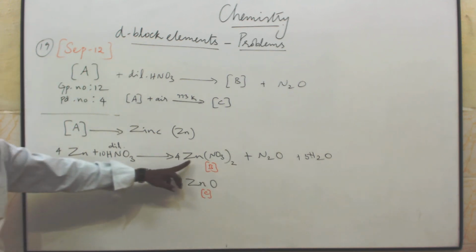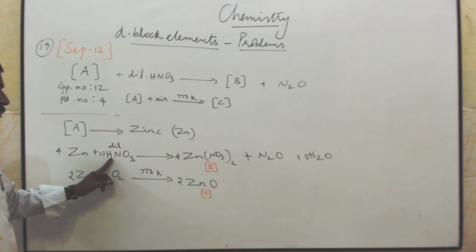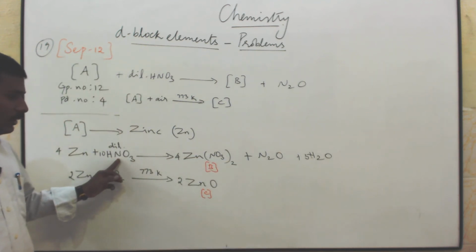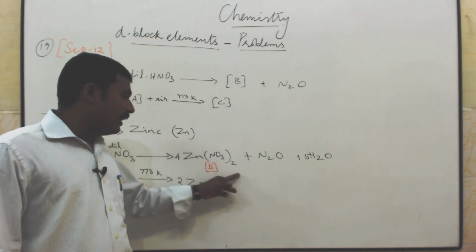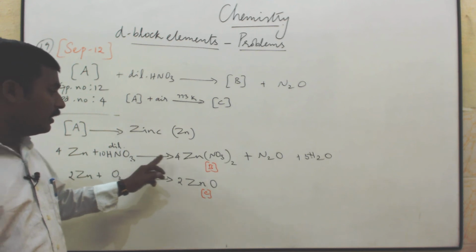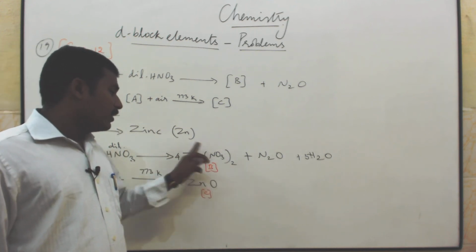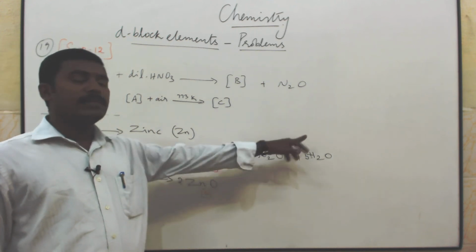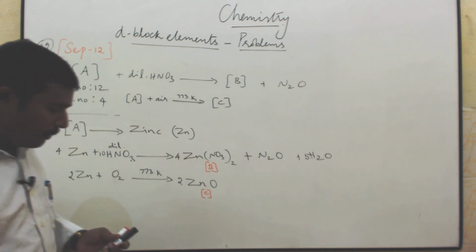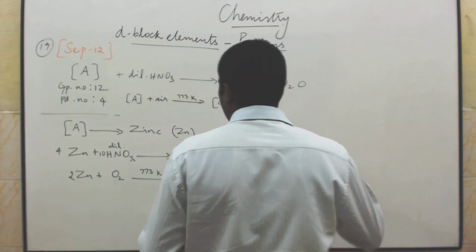4 zinc, okay. 10 hydrogen, 5 twos are 10 hydrogen. 10 nitrogen, 4 twos are 8 plus 2, 10 nitrogen. 10 threes are 30 oxygen. 3 twos are 6, 4 sixes are 24, 24 plus 6, 30 oxygen. Okay. So this is very important, they frequently ask this type of problem.